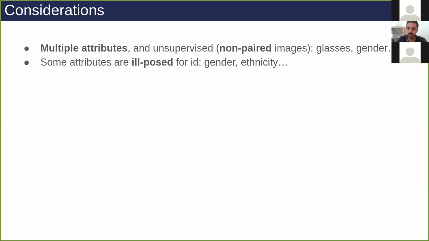If we convert one woman to a man or the other way around, we are actually modifying the identity. So this is kind of ill-posed also. We have to play with that. Another constraint is that we need real time. We're working in video surveillance, so we want to do that in real time.